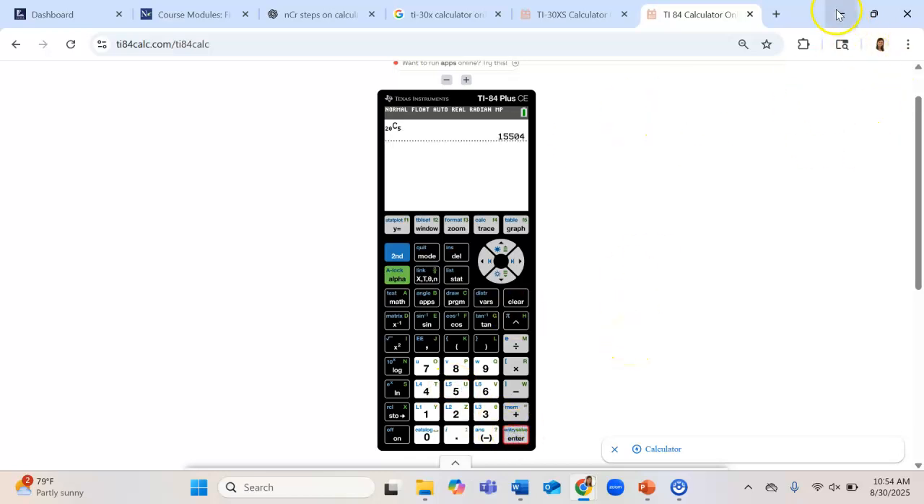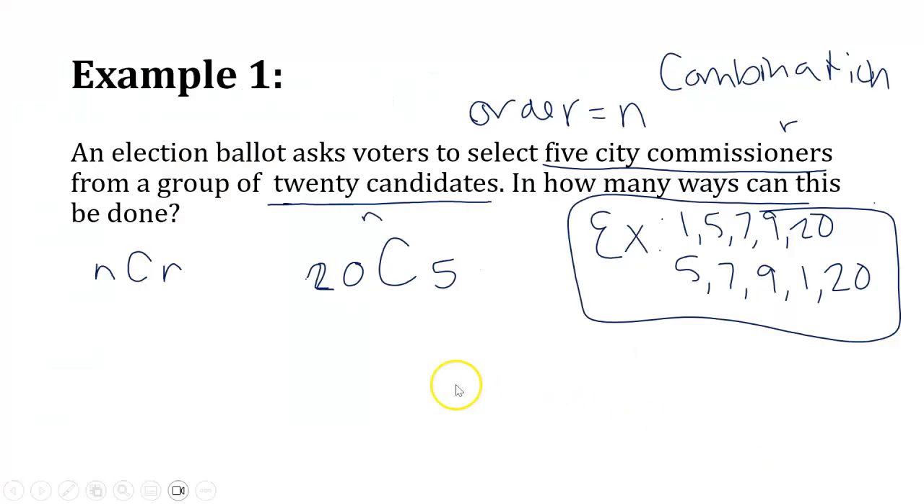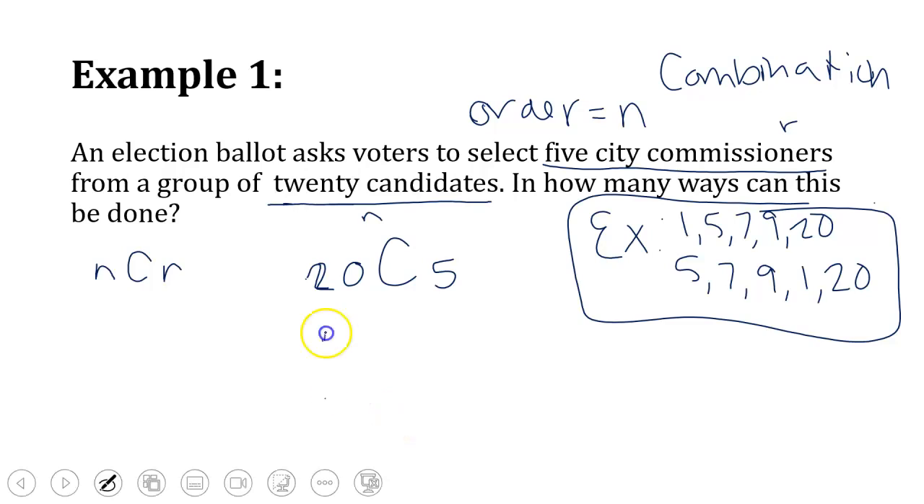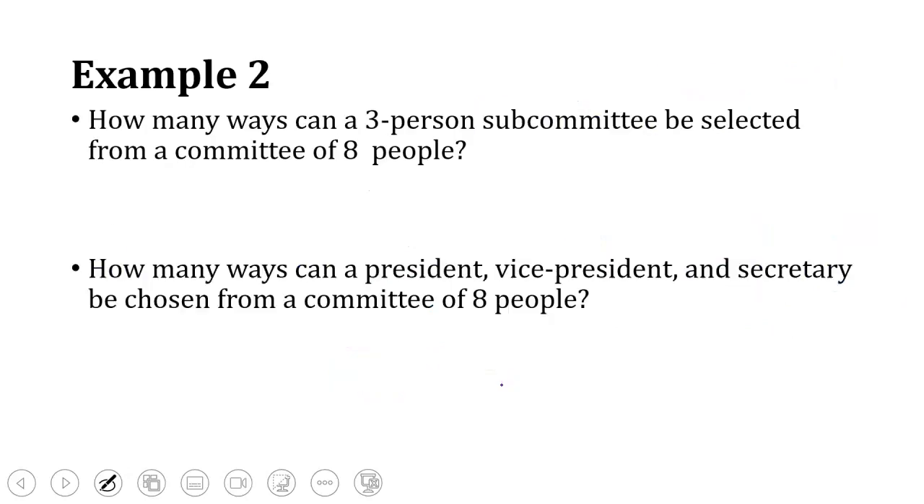15,504 ways. All right, so let's look at number 2. How many ways can a 3-person subcommittee be selected from a committee of 8 people? So 8 people is our N, and the subcommittee, the 3. Now, does the order matter? No, so we can use our combinations.